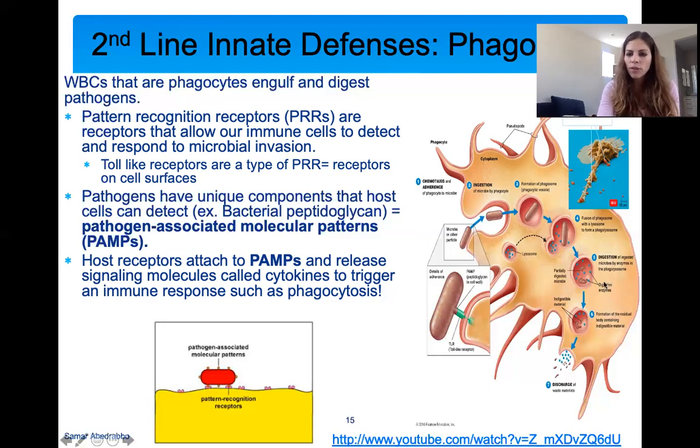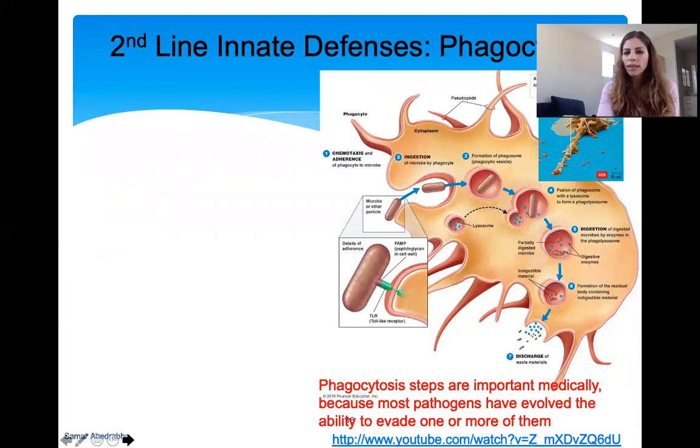So this is a picture of phagocytosis. Here's a microbe. The toll-like receptors, or the pattern recognition receptors, on your own white blood cells were able to adhere to a PAMP on this pathogen and then trigger phagocytosis. And again, you have cytokines released, which are signaling molecules. So we're going to talk about the process of phagocytosis here. I'm going to go over this picture and then show you the notes.